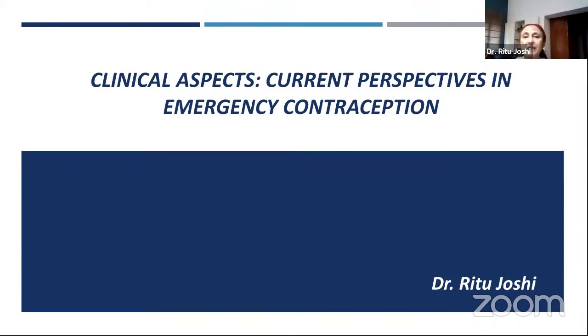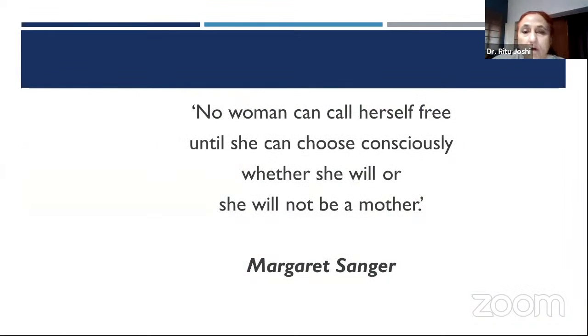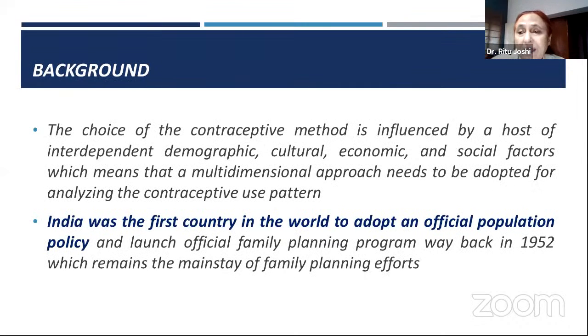So we're going to talk about the clinical aspects of emergency contraception. And I think as far as the pandemic time period is concerned, this is one of the best contraceptive methods which can be used to prevent unintended pregnancy. Now, no woman can call herself free until she can choose consciously whether she will or she will not be a mother.